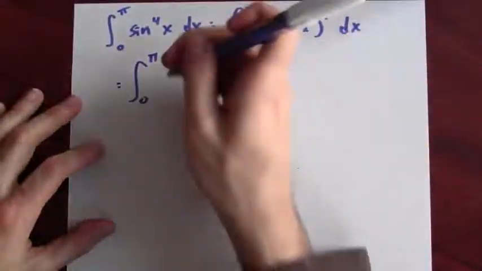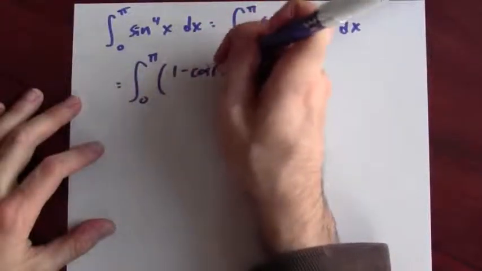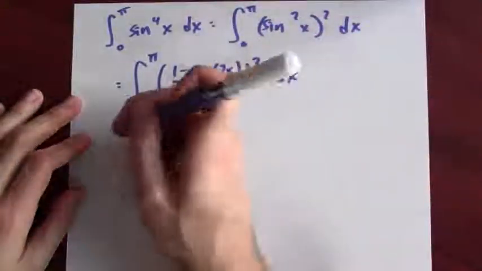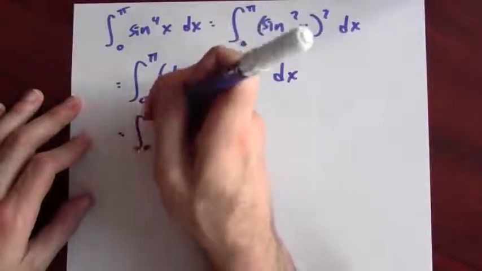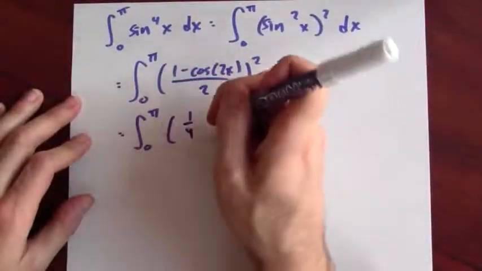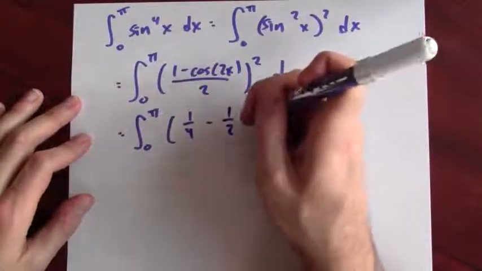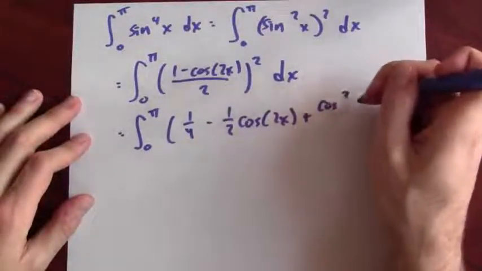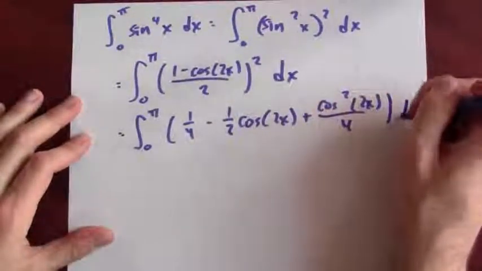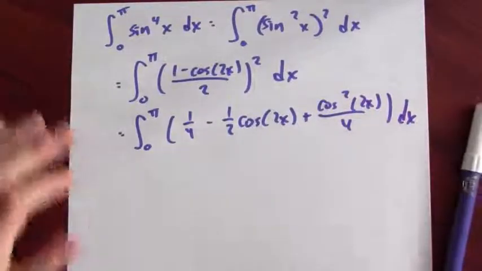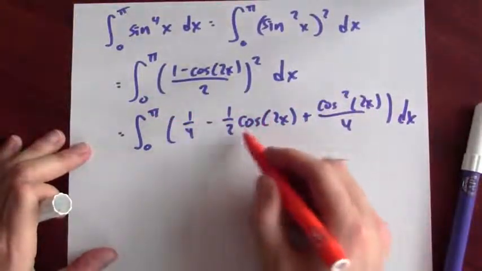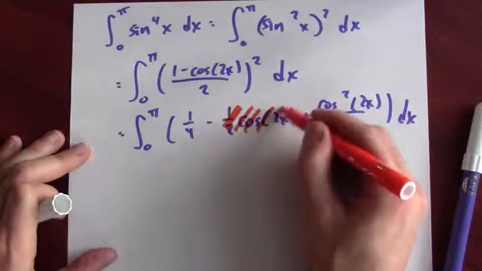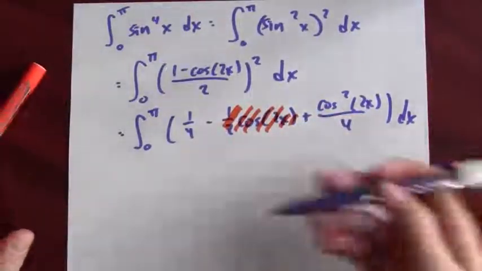This is the integral from 0 to pi of 1 minus cosine 2x over 2 squared. But now what do I want to do? I'll expand that out again. So this is the integral from 0 to pi of 1/4 minus, the cross term is 1/2 cosine 2x, and then plus the cosine term squared, cosine squared 2x over 4. But now there's a little trick. I'm integrating from 0 to pi cosine, right? I'm integrating cosine over an entire period, and that ends up being 0. So I can just throw this whole term away, and I can keep on going.